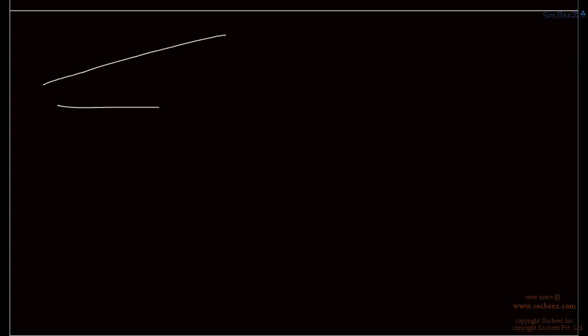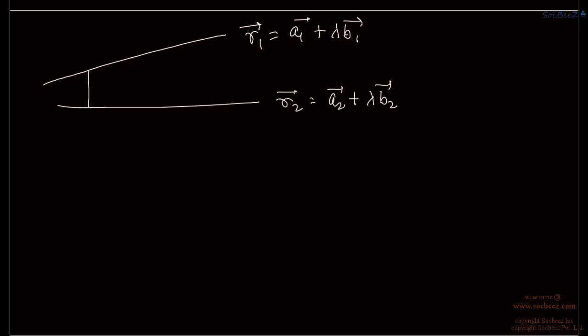Now how to find the distance between two lines which are skew? There must be some shortest distance, right? Say this is the shortest distance between these two skew lines. The equations of these two skew lines can be written as R1 is equal to A1 plus lambda B1 and R2 is equal to A2 plus lambda B2, right? Here A1, A2, B1, B2 are different. Say this is point A1 and this is point A2. So we have this vector as A2 minus A1, right?